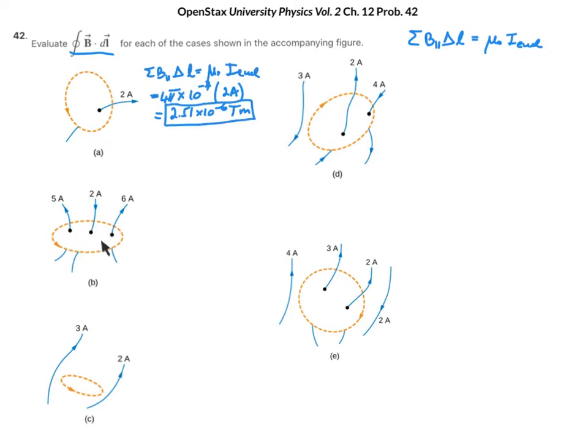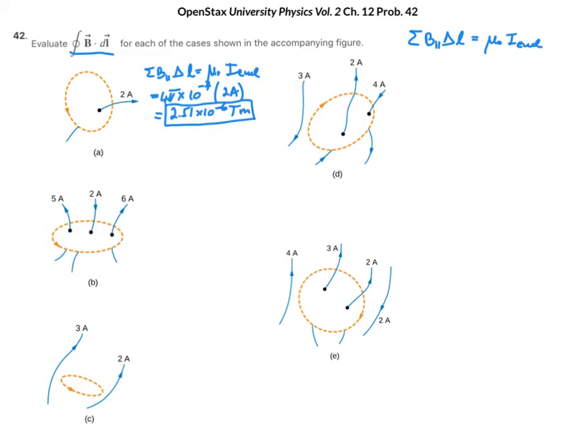Now for part B, we look and see that there are 3 different currents. The 5 amp and the 6 amp go up, the 2 amp goes down. So if I do the right-hand rule for the currents going out, either the 5 amp or the 6 amp, I place my thumb in this direction, my hand curls around in this direction, so this would be the positive direction along which we would integrate or sum. And that means that these currents are positive and that current will be negative.